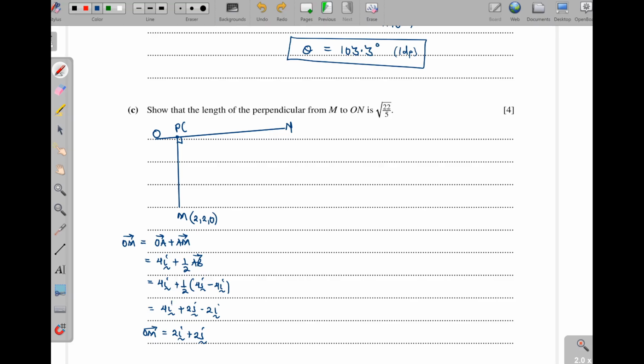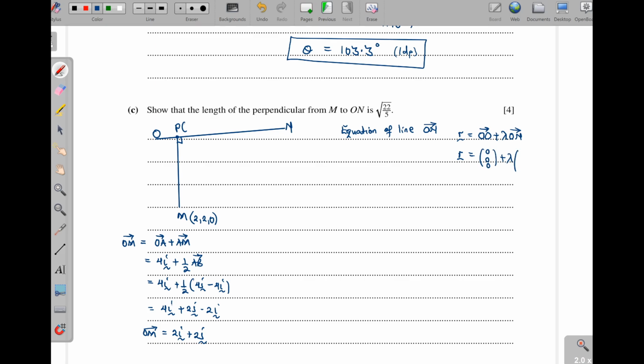We need to find the vector equation of this line here, such that we can get the coordinates of P. Now, the equation of line ON. This one I can say R equals the OO, because it is passing through the origin, then plus lambda ON. So the directional vector is going to be ON. Of course, this one can be 0, 0, 0, then plus lambda.